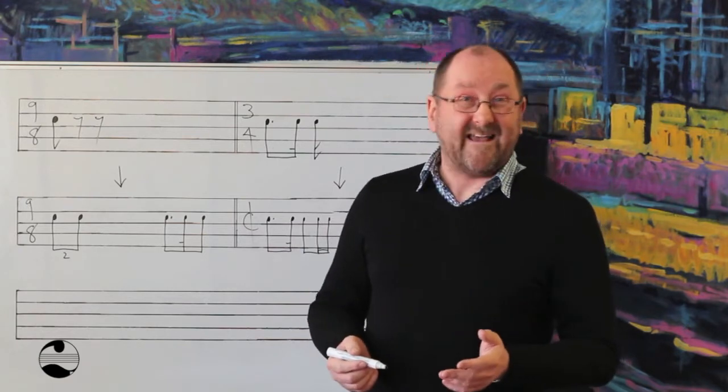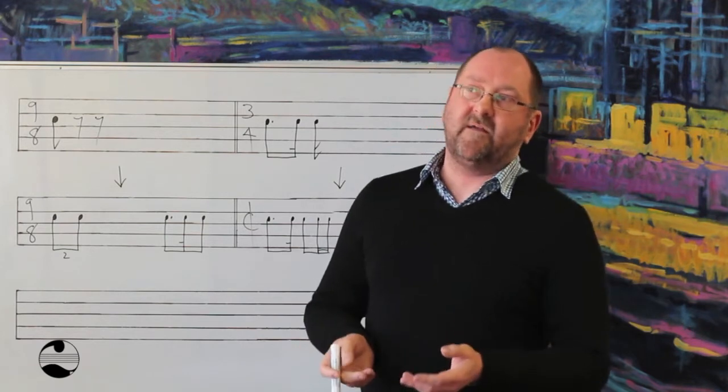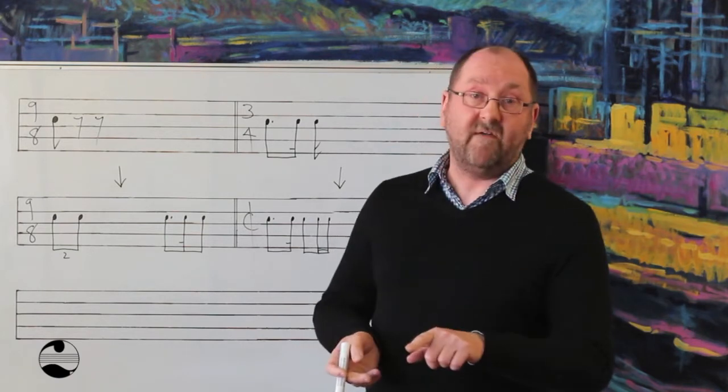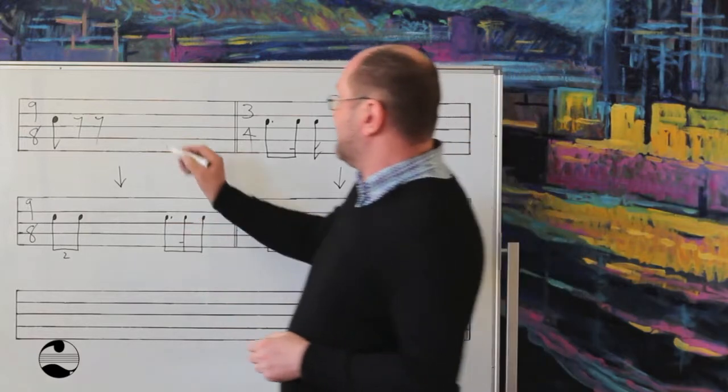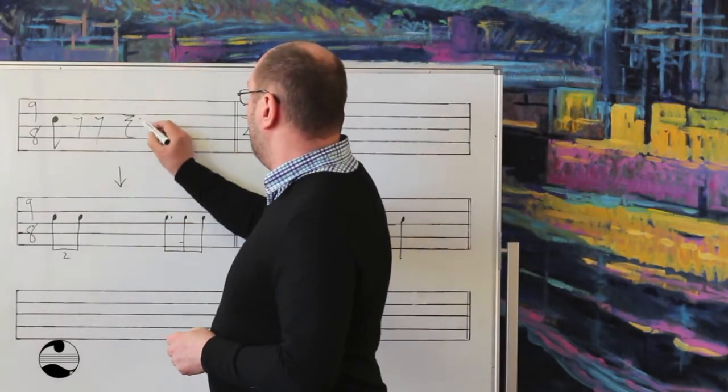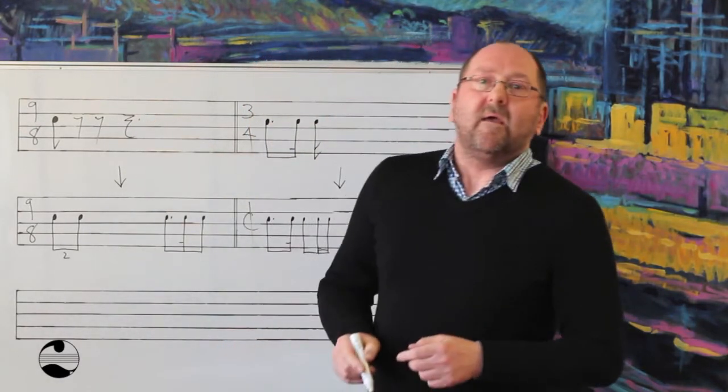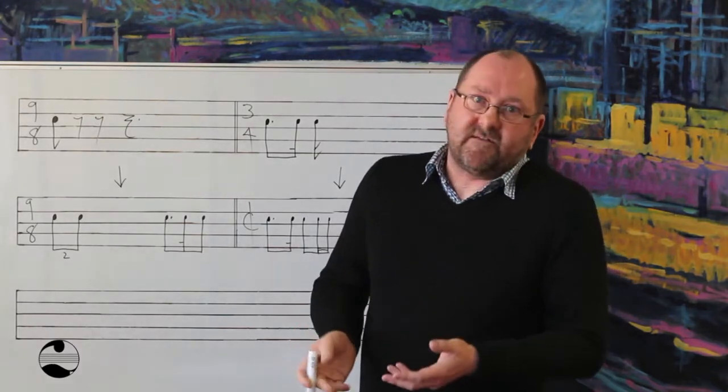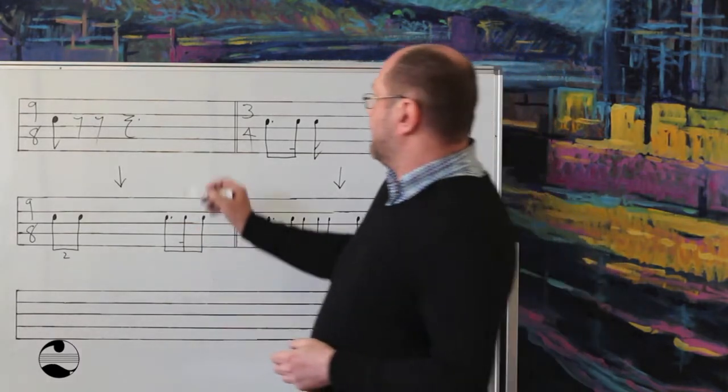We need to look at the second beat now. The easiest way to complete the second beat, 3 quavers, is with a dotted crotchet rest. So there we go. And then the third beat, exactly the same. Just use a dotted crotchet rest.